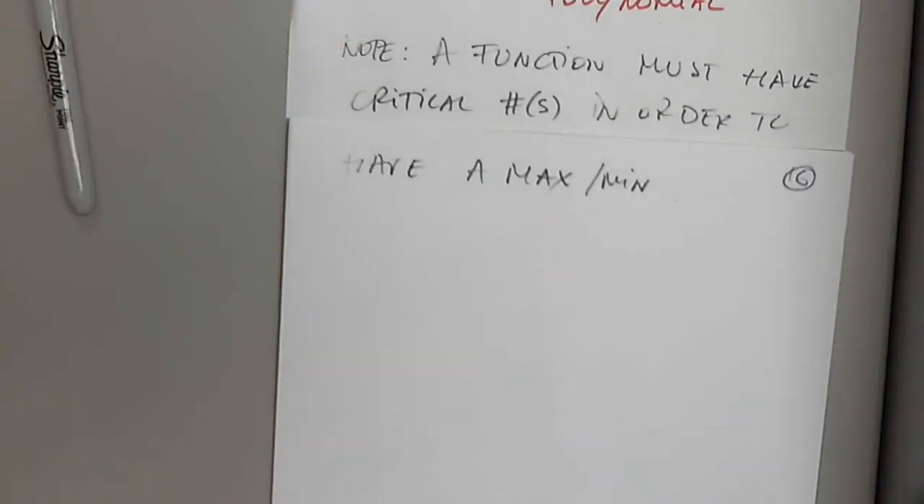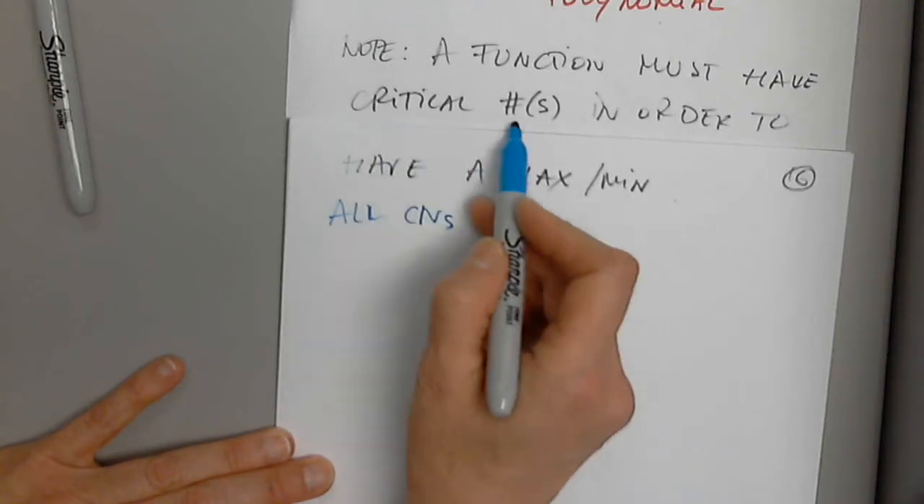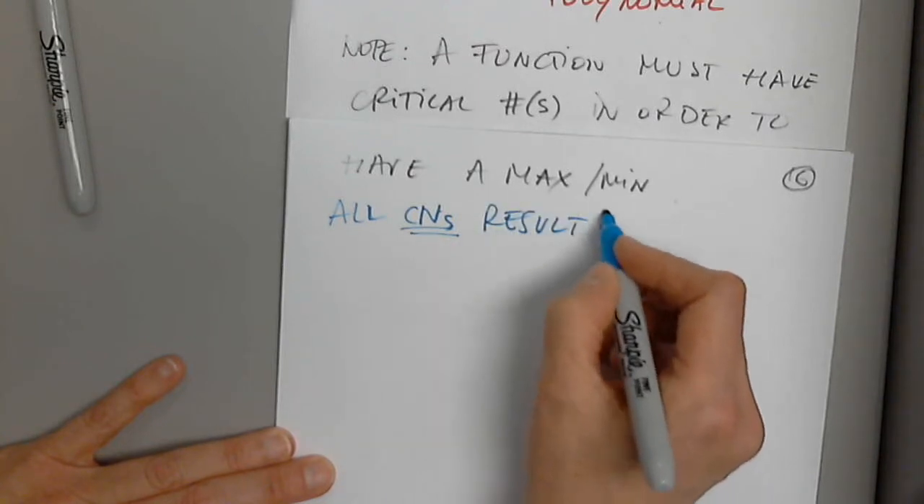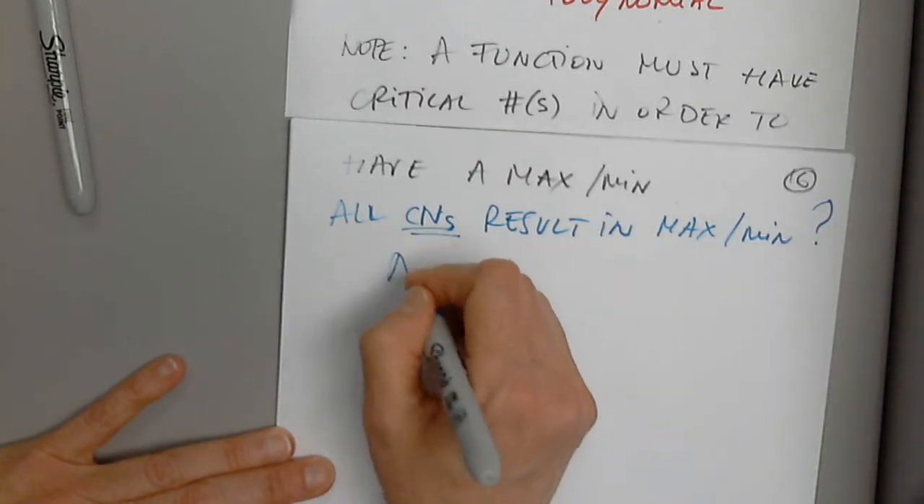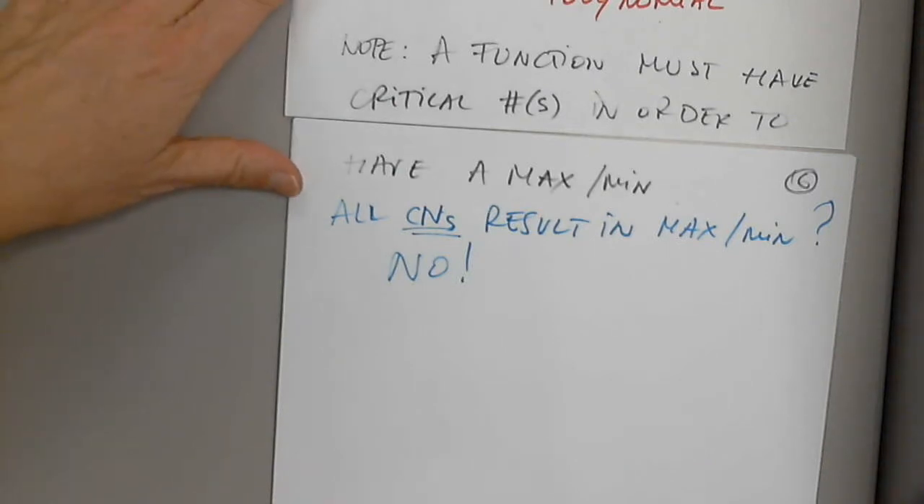So, question for you. Do all critical numbers result in a max or min? The answer is no. So I will say, okay, we look at a function, we find critical numbers. Is there a guarantee that those critical numbers mean max or min? No. So there is an extra step in there.